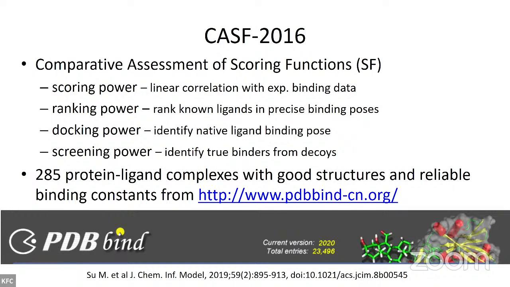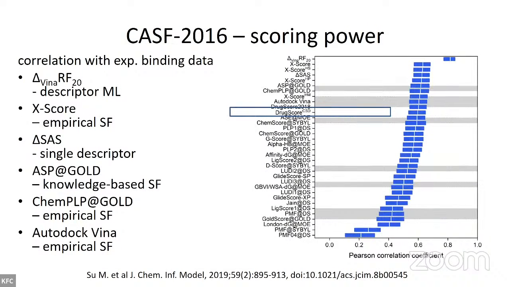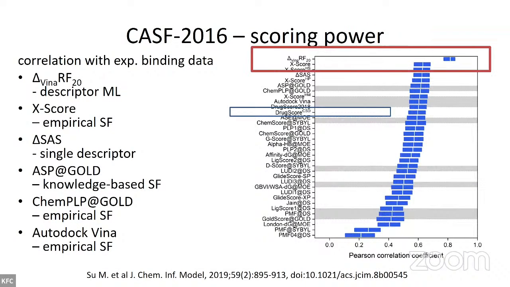It compared these scoring functions based on the scoring power, so the correlation to the experimental binding data; ranking power, so ranking known ligands against each other; docking power, to identify the binding pose which is native; and screening, so to find out the true binders from the decoys. And well, what's happening?